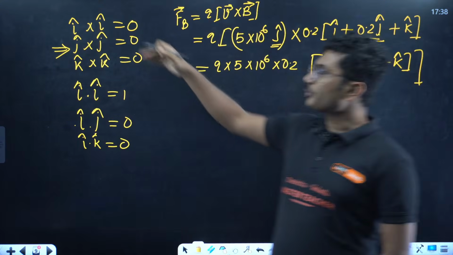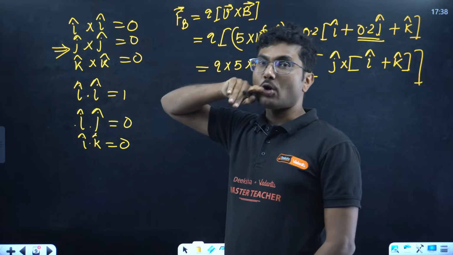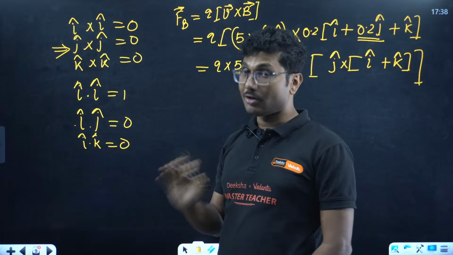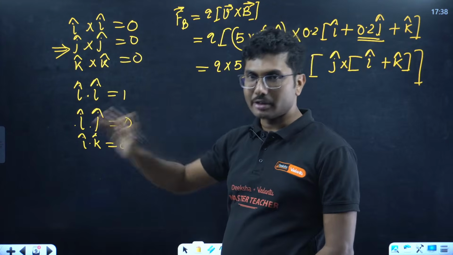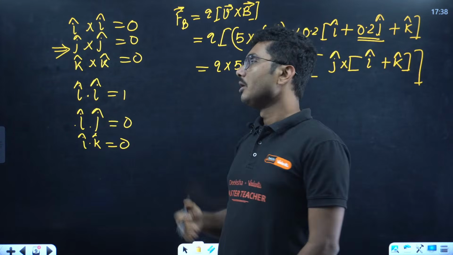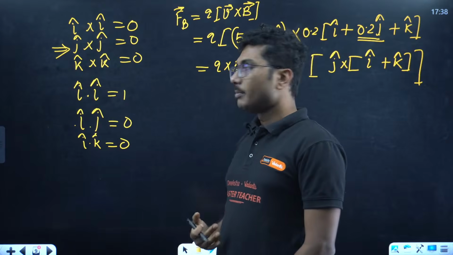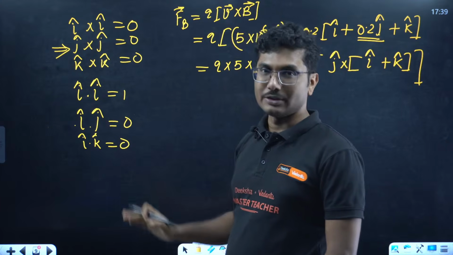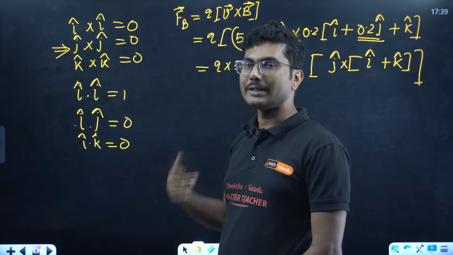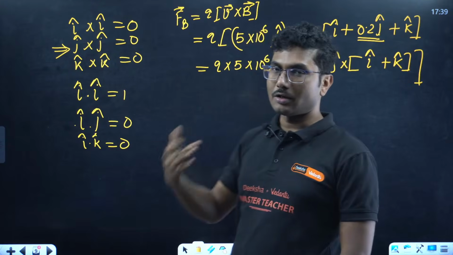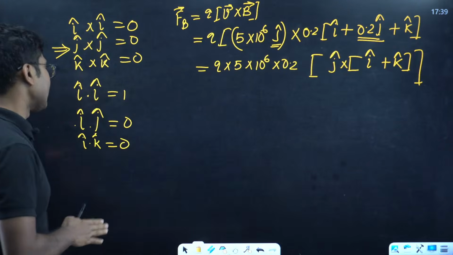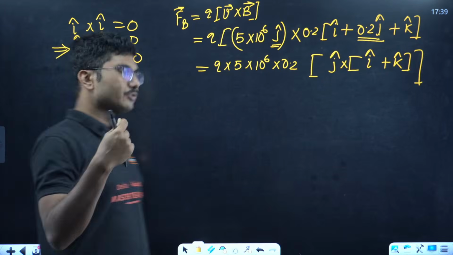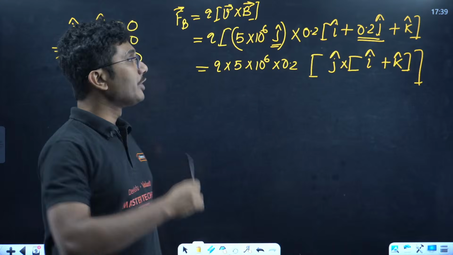In case of cross product, between two similar vectors it is 0, and the other products are not 0. I cross J is not 0, I cross K is not 0, J cross K is not 0. But in case of dot product, I dot I is 1, J dot J is 1, K dot K is 1, and any other dot between two different vectors will be 0. That is super important. Sometimes students get confused here.